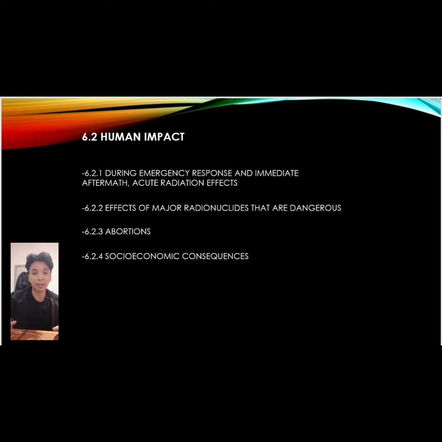Next is human impact. During emergency response and the immediate aftermath, acute radiation effects: 237 individuals suffered from acute radiation poisoning in the wake of the explosion, of which 21 died within the first 3 months. A study of the radiological impact of the Chernobyl disaster on the atmosphere and health was published in 2005. Next is the effect of major radionuclides that are dangerous.